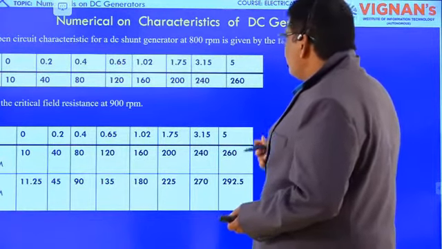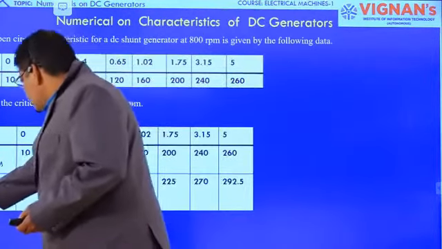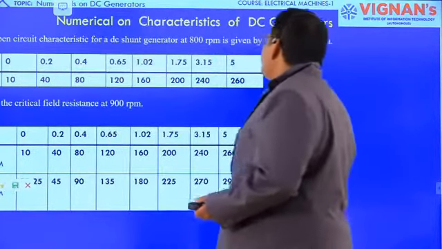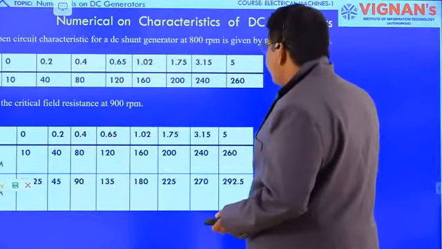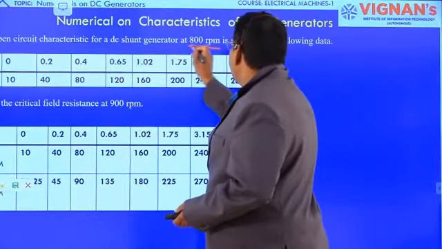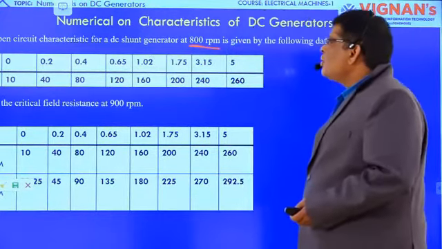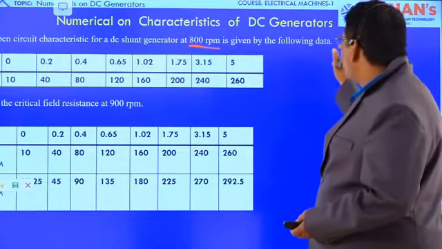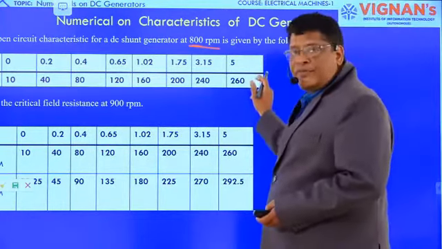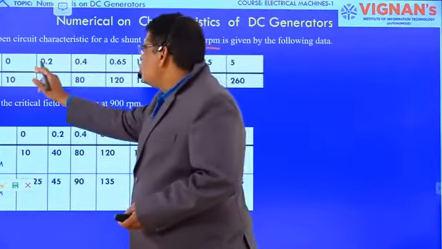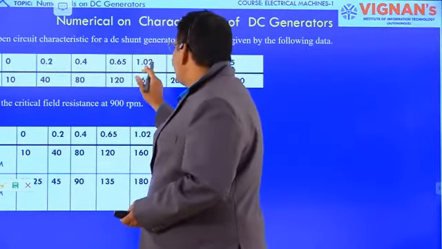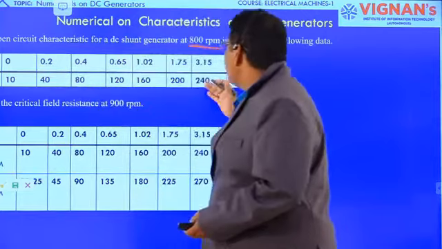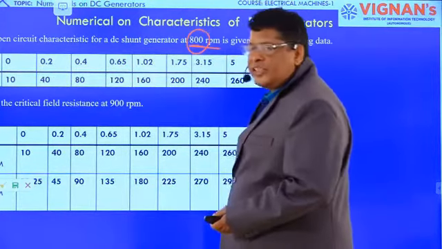This is a very important model problem. This is the problem which is based on the OCC characteristics of a DC shunt generator, which is conducted at 800 RPM. This is very important. The open circuit characteristics of a DC shunt generator at 800 RPM is given by the following data. The field current 0, 0.2, 0.4, 0.65, 1.02, 1.75, 3.15 like that. The corresponding voltages are also given at this value of speed.